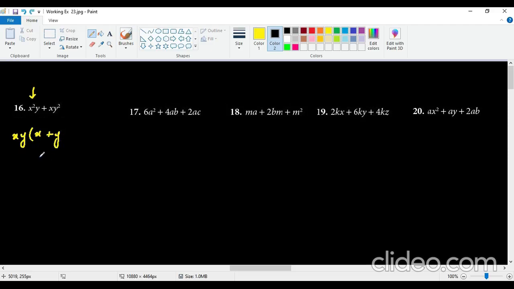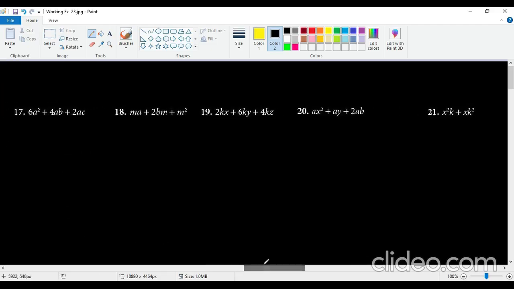Now moving on to question number 17, I can see that 2a is common in all 3 of them. When multiplied by 3a, it's going to give you 6a square. And 2a is already taken out, b is remaining here. And from 2ac, a is already taken out, so we'll have 2c remaining.